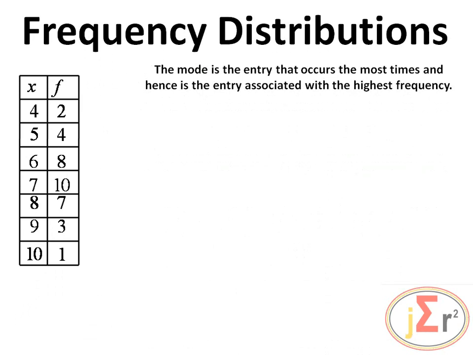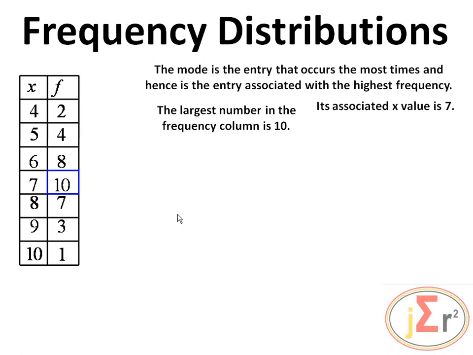The mode is the entry that occurs the most times, and hence is the entry associated with the highest frequency. So the largest number in the frequency column is 10. If we are going to find the mode, we try to find the one with the highest frequency. We find the highest value of frequency, which is the largest number in the frequency column, which is 10. And its associated x value is 7. Therefore, the mode is 7.